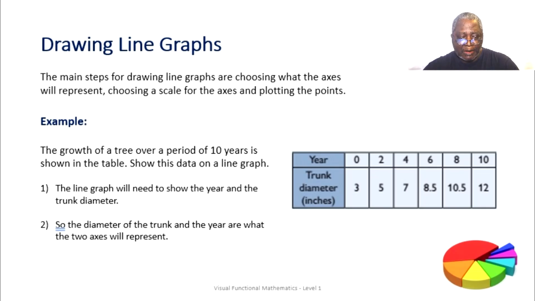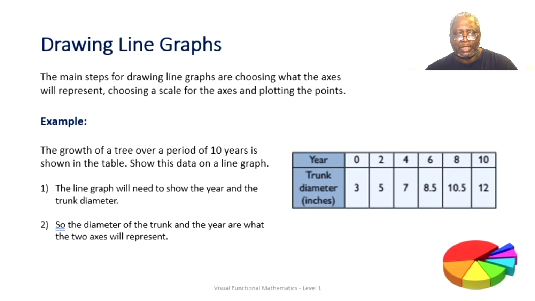Drawing line graphs. The main steps for drawing the line graphs are choosing what the axis will represent, choosing a scale for the axis, and plotting the points. So you have to think ahead when you're doing these things. Let's look at the example. The growth of a tree over a period of 10 years is shown in the table on the right. Show this data on a line graph.